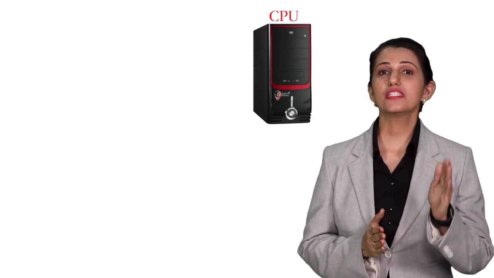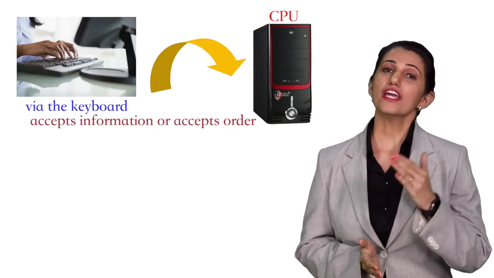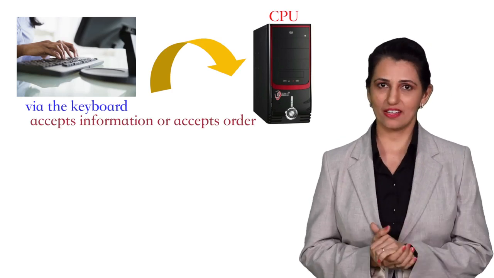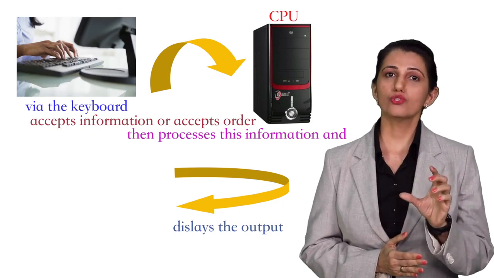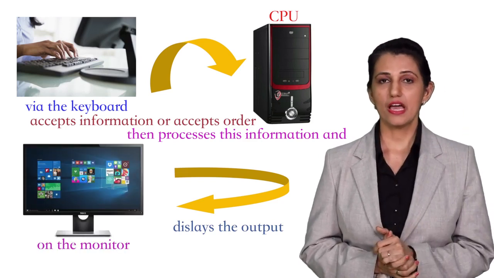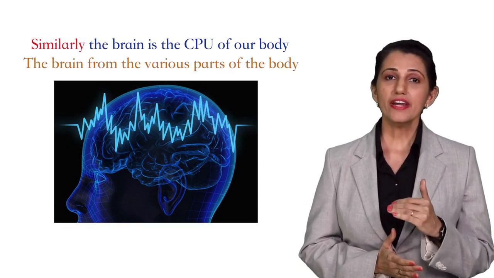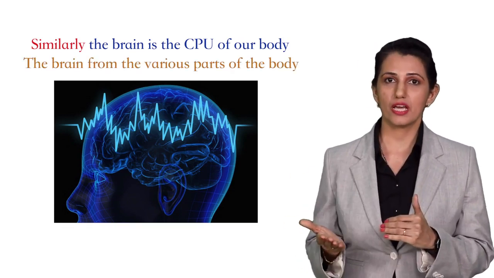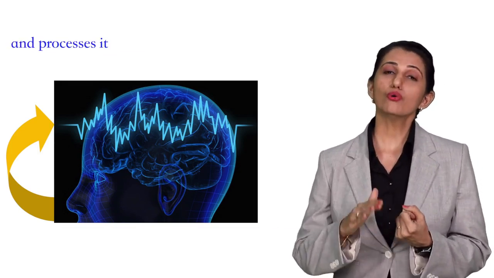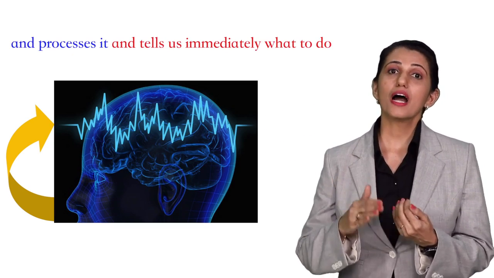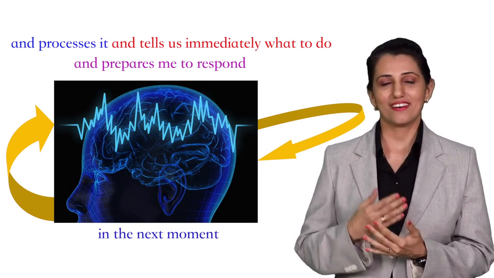Just like a CPU is fitted in a computer, and this CPU, via the keyboard, accepts information or accepts orders, then processes this information and displays the output on the monitor. Similarly, the brain is the CPU of our body. The brain from the various parts of the body picks up sensory information or sensory orders and processes it and tells us immediately what to do and prepares me to respond in the next moment.